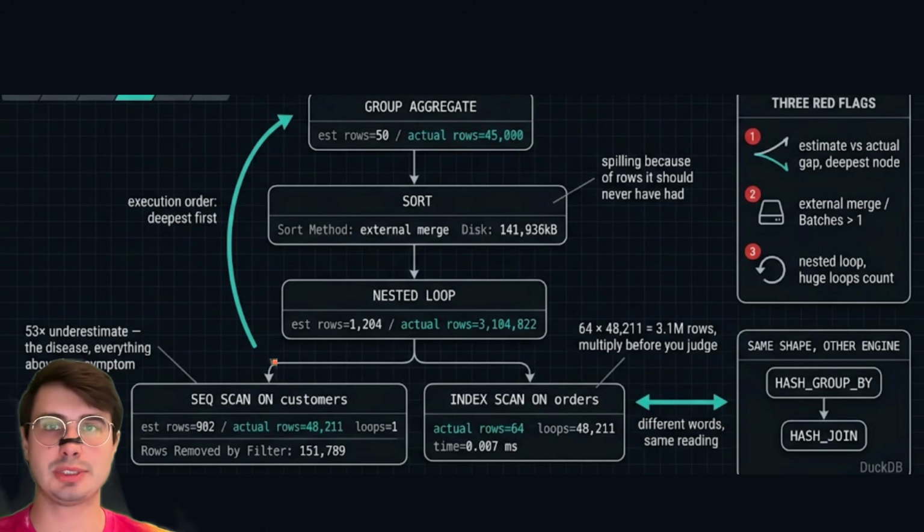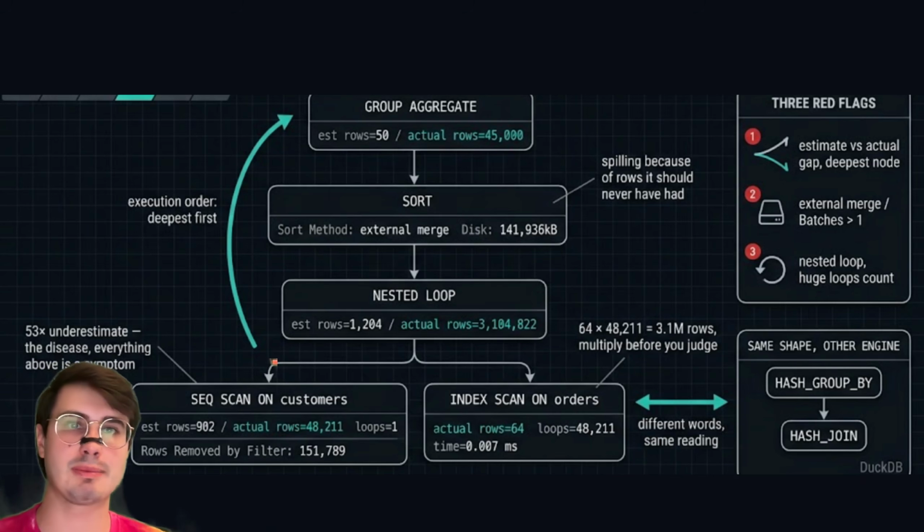And then red flag 2 is anything spilling to disk, right? So here's that sort method, external merge disk, 141,000 kilobytes. That sort wanted 138 megabytes, and working memory didn't give it that, so it went to disk. And the same thing for hash joins with batches greater than 1. And that's fixable by just raising working memory for the session. But then you also want to notice the ordering, right? It's spilling because it's sorting 3.1 million rows it shouldn't have had in the first place. So again, fix the estimate, spill disappears on its own.